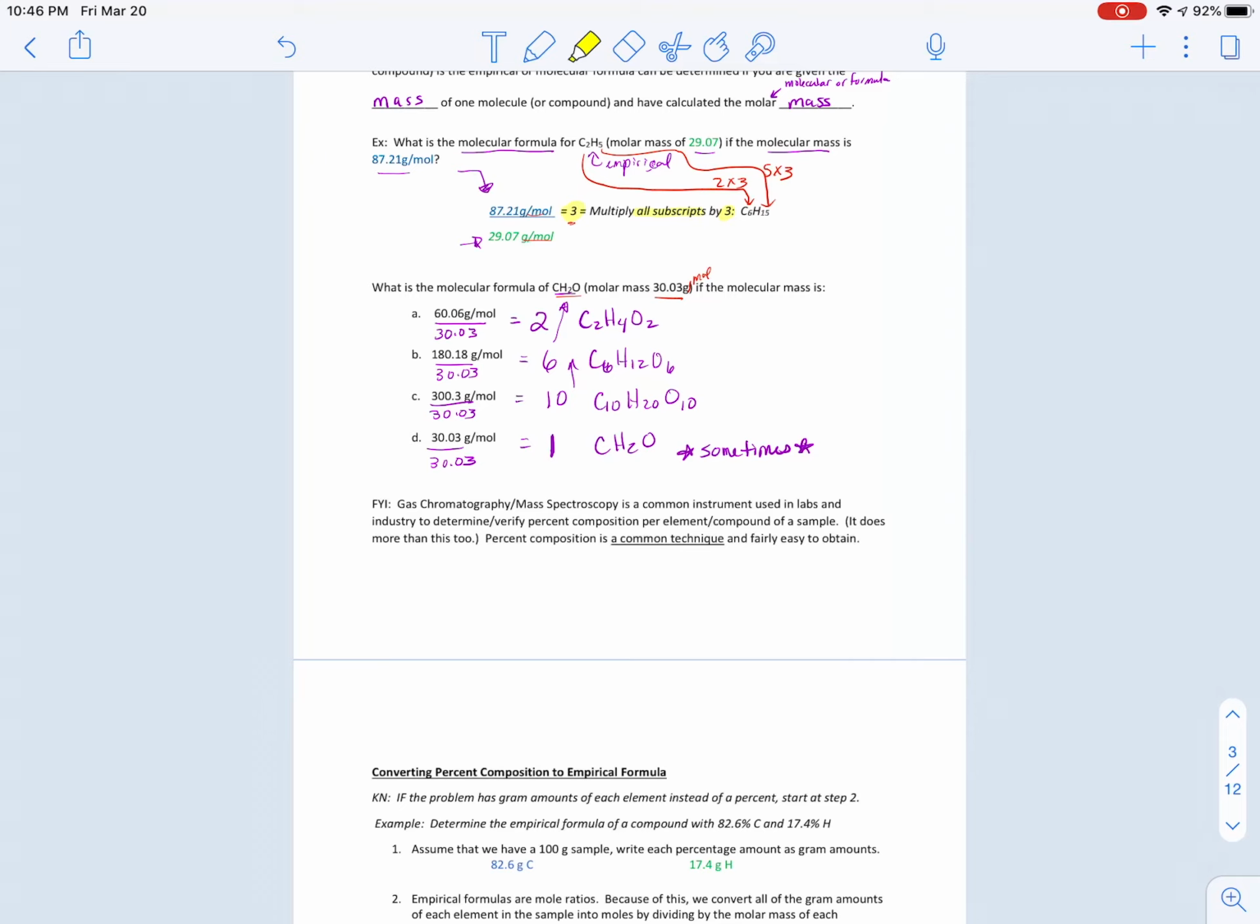And then I have just a little thing right here. So we were talking about these percentages and these molecular and empirical, and you're probably like, well, why do I care? Okay, so we have some instrumentation. There's gas chromatograph, gas chromatography, and mass spectroscopy. These are super common instruments in any lab.